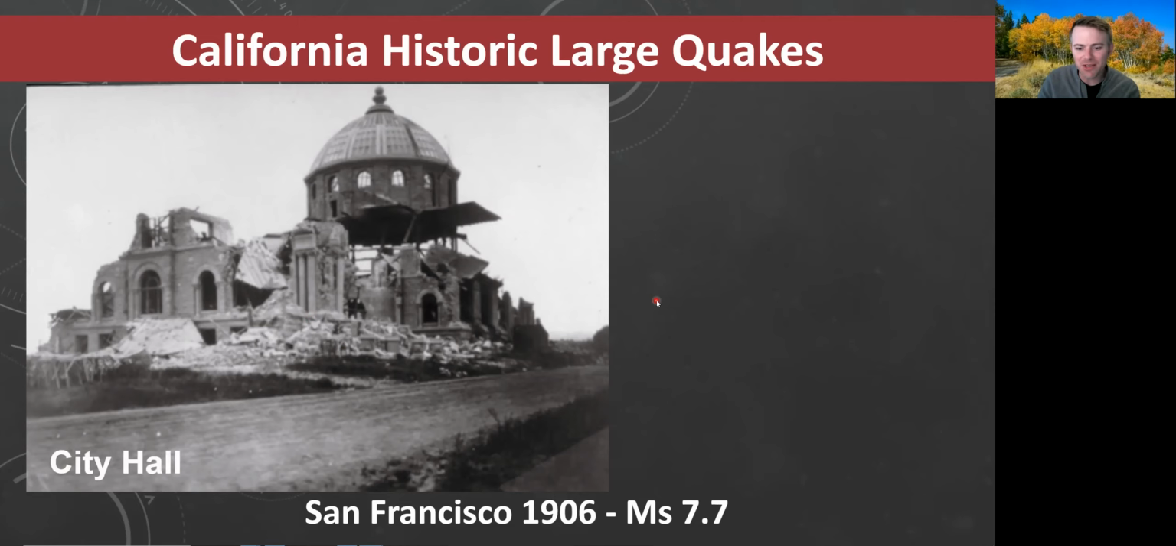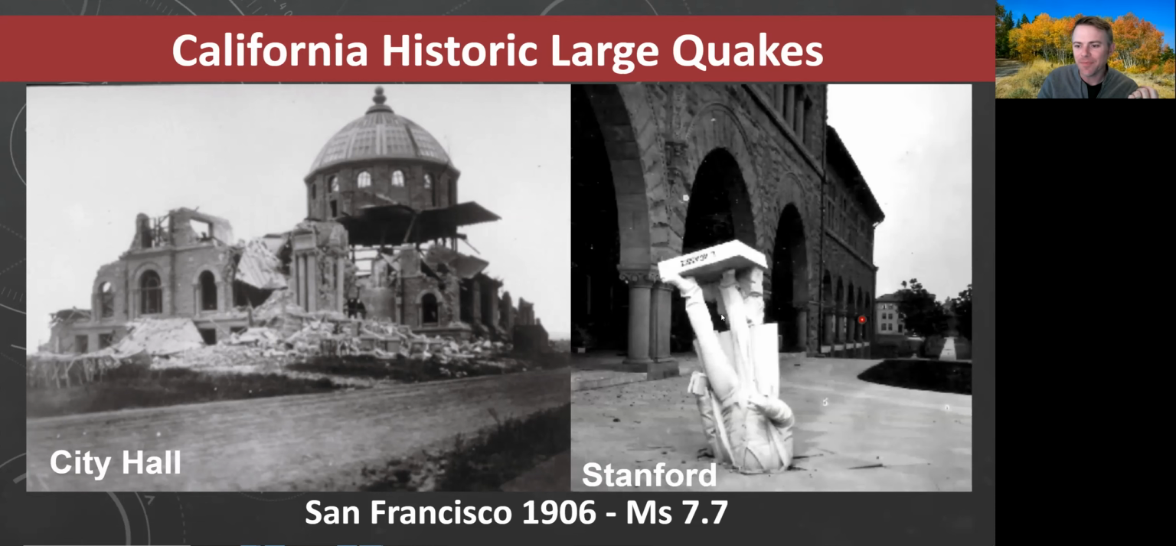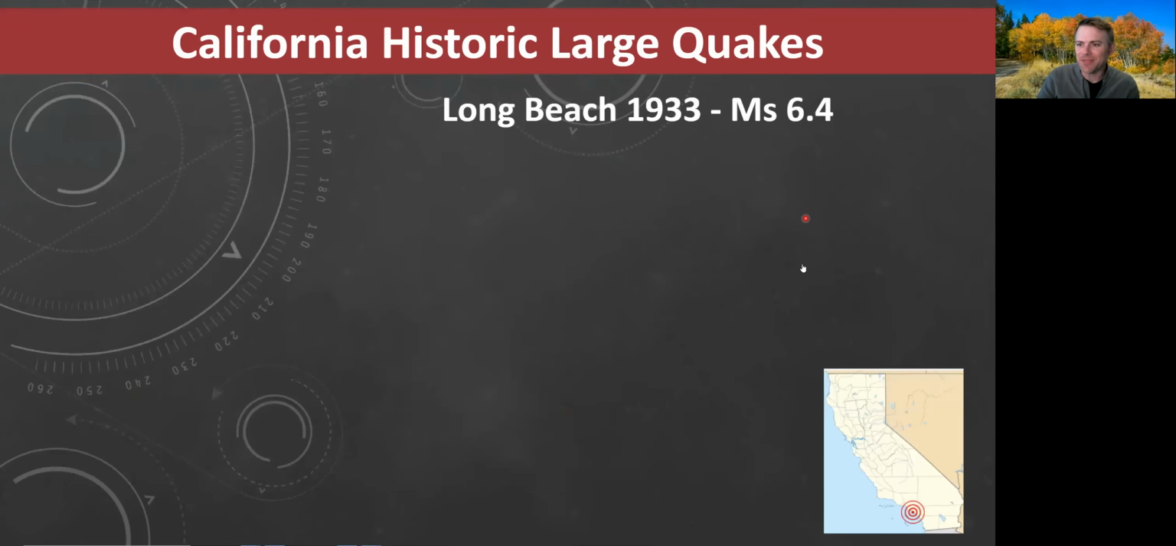All right, so that was City Hall in San Francisco. This was at Stanford University. One of their statues plummeted and hit the ground. It's kind of one of the funny pictures that everybody still shows from this one. But you know, you don't want to be outside when that was happening.